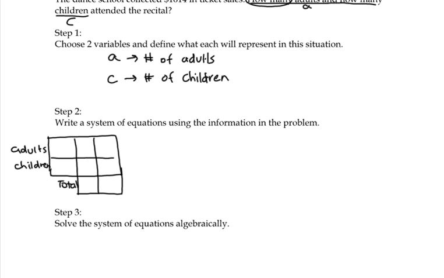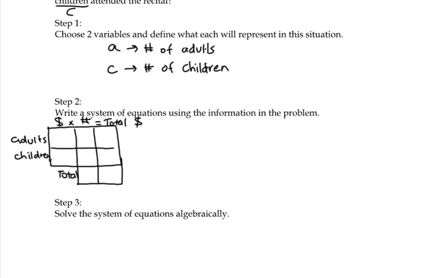The formula is the price for one adult or child times the number of adults or children equals the total amount of money collected for each, the adult or the children. So what was the price for the adult? $9 and children's were $6. These two boxes are always our variables. So the number of adults was A and the number of children was C. How do we get these last boxes? 9 times A and then 6 times C.